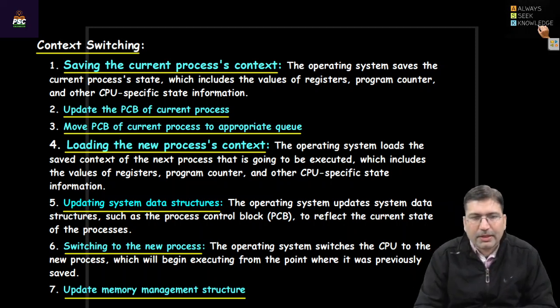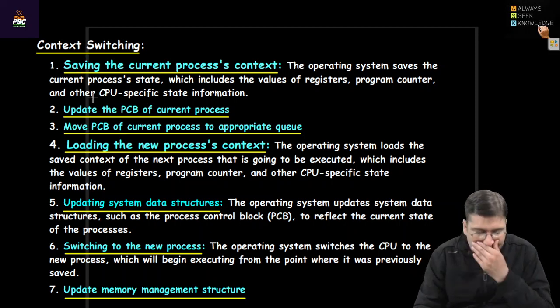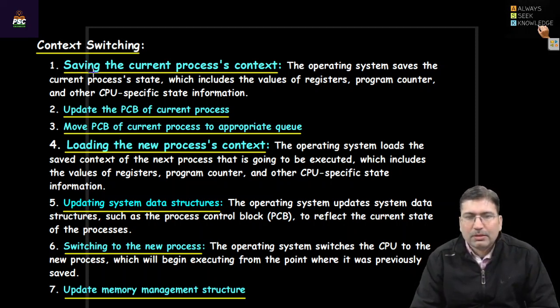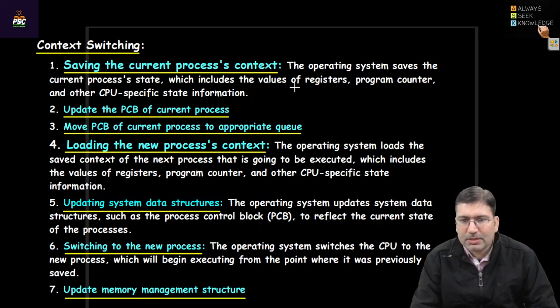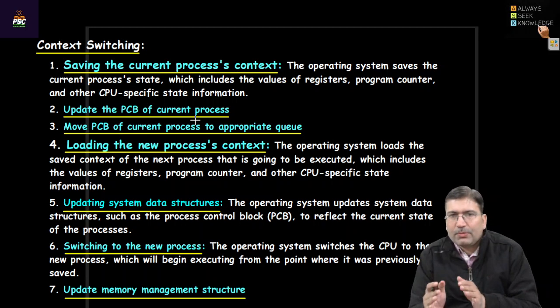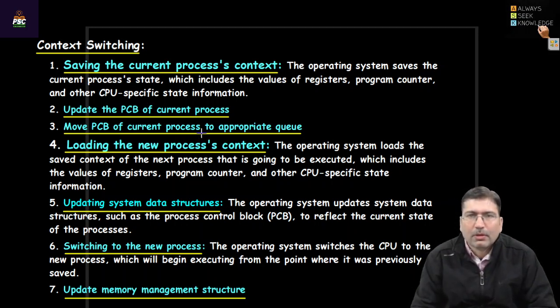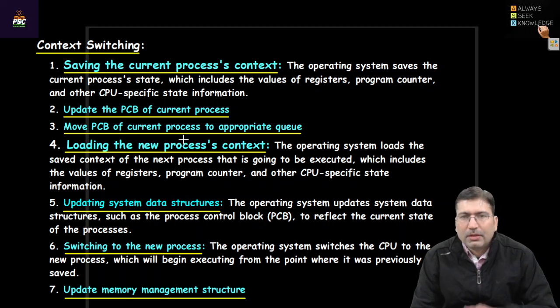The steps I have already written here. So when context switching happens, the very first thing is that the current process context will be saved, right? Saving the context of the current process means saving the values of registers like the program counter or instruction register; all these values will be saved, and the PCB of the current process will be updated. Then the PCB of the current process will be switched to a queue. There are different types of queues in the system, like the ready queue, new queue, IO queue or job queue.